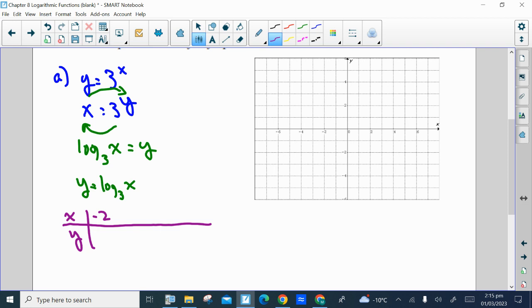When x is negative 2, y will be 3 to the negative 2, or 1 over 3 squared, or 1 over 9. When x is negative 1, 3 to the negative 1 will be 1 over 3 to the positive 1, or 1/3. When x is 0, anything to the power of 0 is 1. 3 to the 1 is 3. 3 squared is 9. So these are points on y equals 3 to the x.